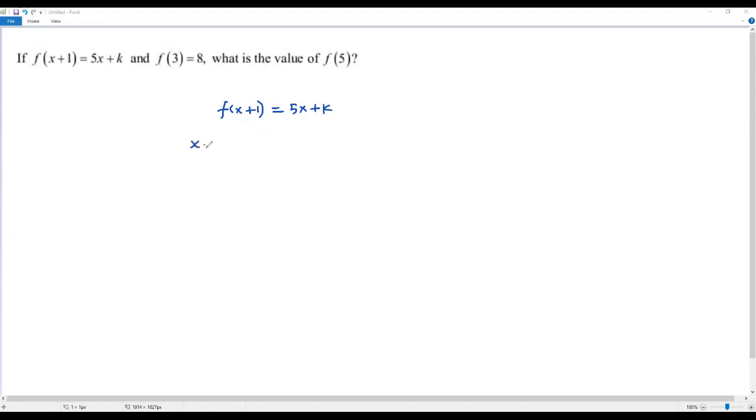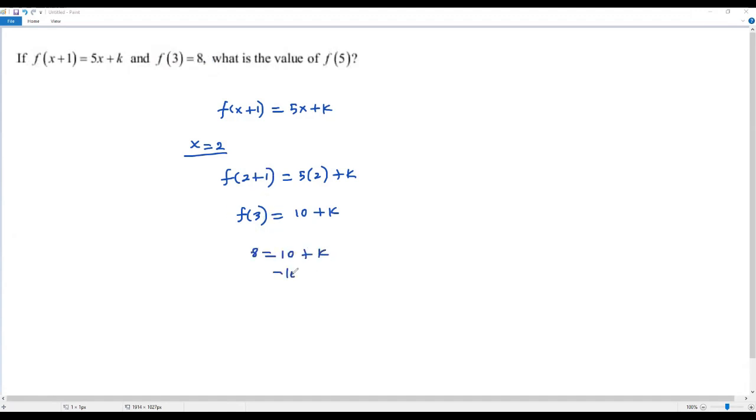Now let me plug in x = 2 into the function. Then I'm getting f(2 + 1). On the right side also, I have to plug in 2 for x. Then I'm getting 5 times 2 + k. On the left side, 2 + 1 is 3, so we get f(3) = 5 times 2 is 10, plus k. Here we have the value for f(3), that is 8. We can plug in this 8 for f(3). Then I'm getting 8 = 10 + k.